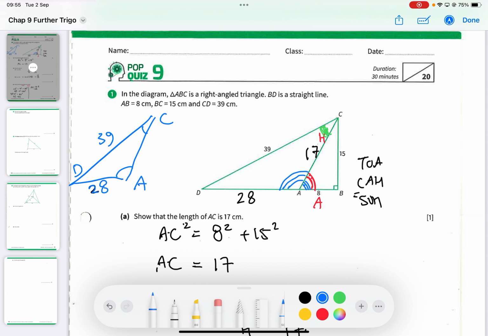Okay? Then from this smaller triangle, I can use my sine rule. Sine of ACD is what I want to find. Then sine of ACD divided by the opposite side is the same as sine of CAD over 39. Your sine rule. Then I make sine of ACD the subject. I just need to multiply 28 over.